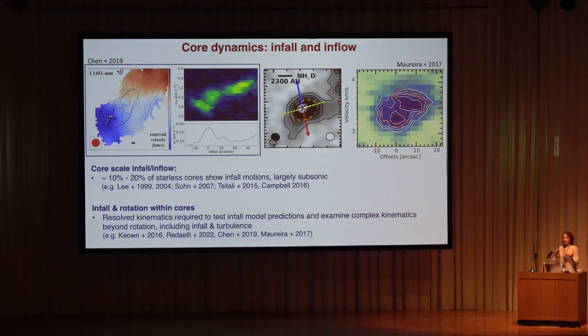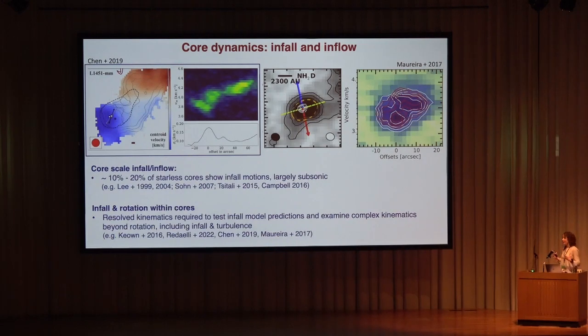But with just a core scale measurement, we really can't discuss too much different models of how cores might actually collapse under gravity. And so now with these high resolution observations, we can start looking at infall and rotation within cores. And really resolved kinematics are required to test these infall model predictions.